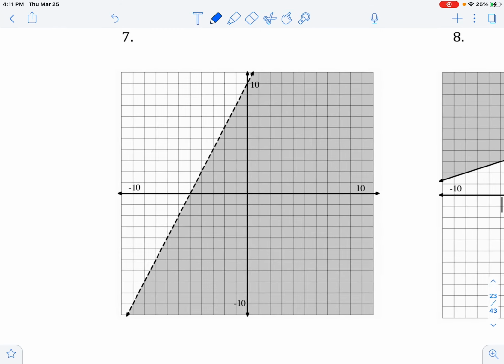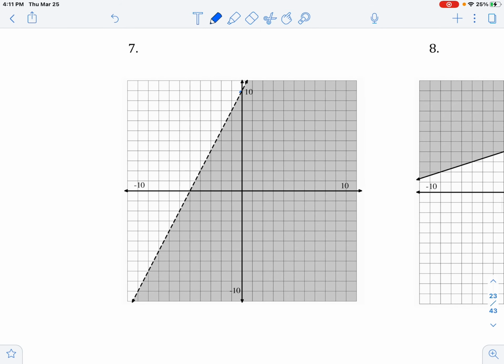If I go to the 7th, look at the b. B is 10. And what is the m? I choose this point and this point, rise over run. Between these 2 points I'm rising up by 10 and I'm running by 5. So m is going to be 10 over 5, and that's 2.